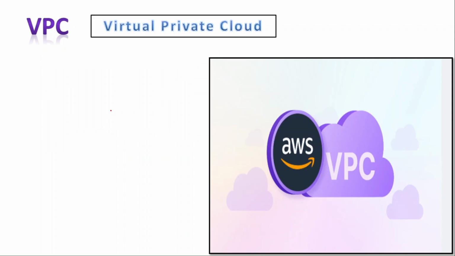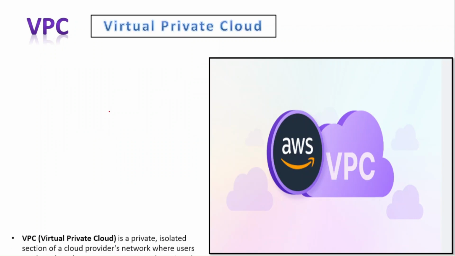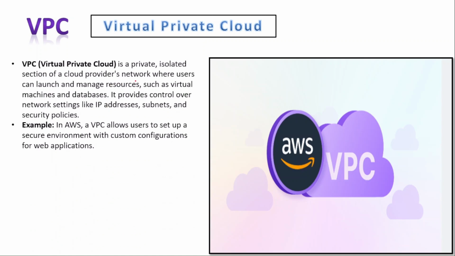VPC, that is Virtual Private Cloud. So VPC or Virtual Private Cloud is a private isolated section of a cloud provider's network where users can launch and manage resources such as virtual machines and databases. It provides control over network settings like IP addresses, subnets, and security policies. Example, in AWS, a VPC allows users to set up a secure environment with custom configurations for web applications.